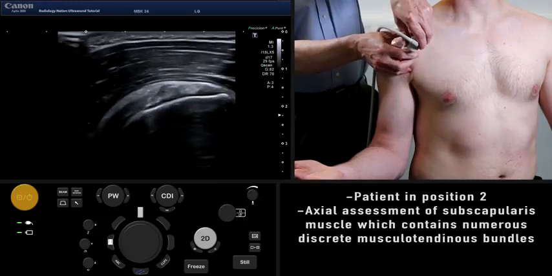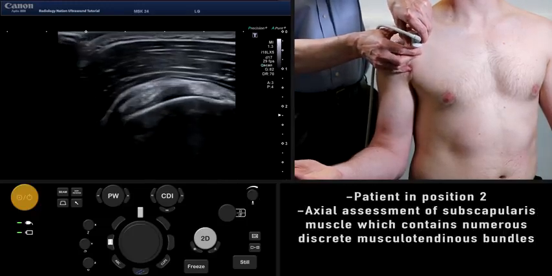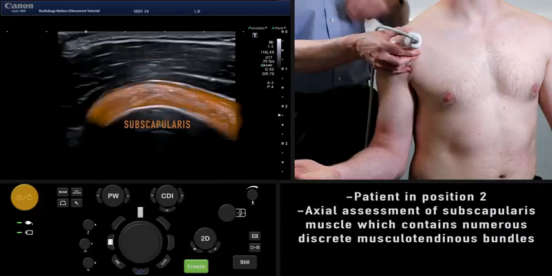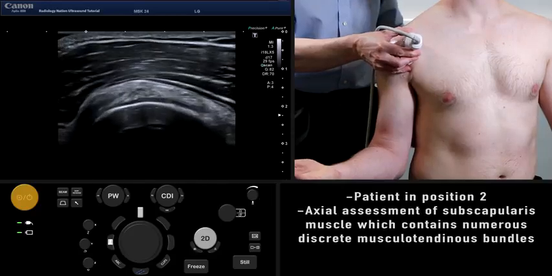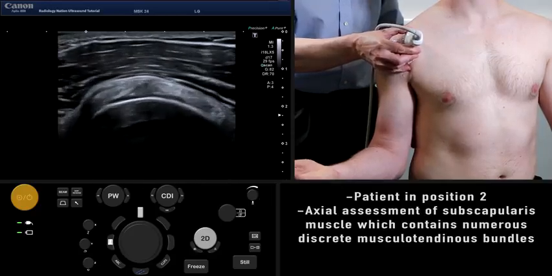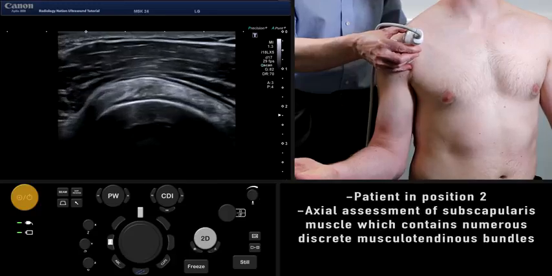Now turn to view the subscapularis in its axial plane. There are multiple discrete bundles which represent the hypoechoic muscle fibers interdigitating with the hyperechoic tendon. This is a normal appearance and should not be misinterpreted as pathology.